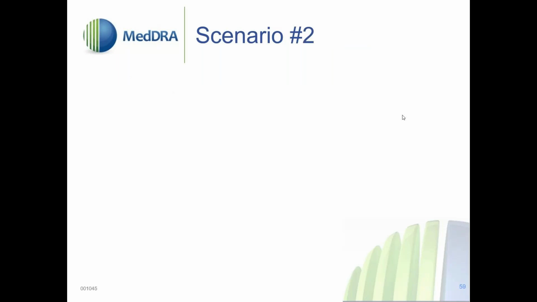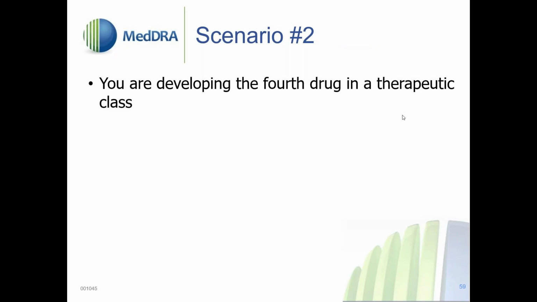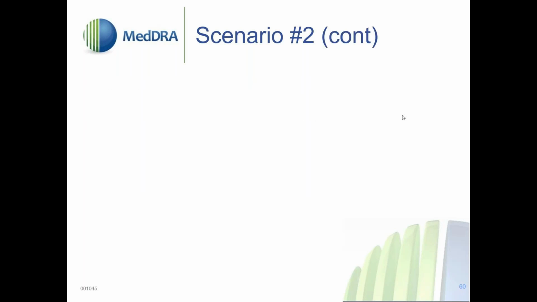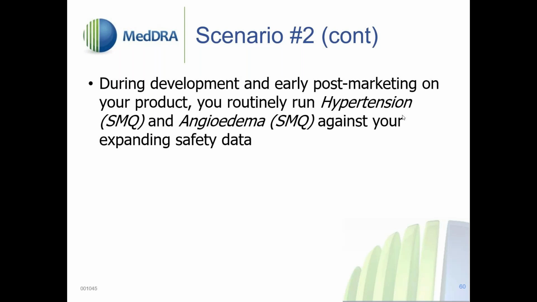Another example could be that you are developing the 4th drug in a therapeutic class, and as a class effect, all other products in the class are associated with the development of high blood pressure and angioedema. It's for a serious target disease, so this is considered an acceptable risk. And you decide that because of these known class effects, you run the hypertension SMQ and the angioedema SMQ against your data set.